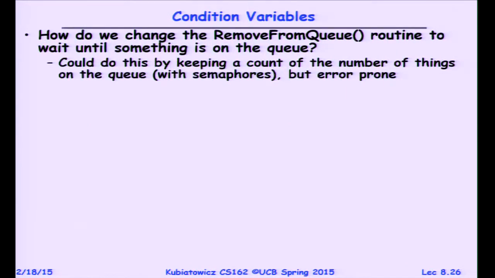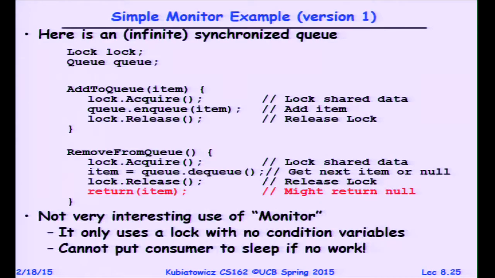Condition variables. So let's change this remove from queue to be more interesting. What would we really want remove from queue to do? Thinking back to the Coke example, what would we like remove from queue to actually do here? Rather than returning null, what would be better? What's going to happen to the guy that tries to dequeue when there's nothing on the queue? What should happen? Wait. Wouldn't it be nice if we waited?